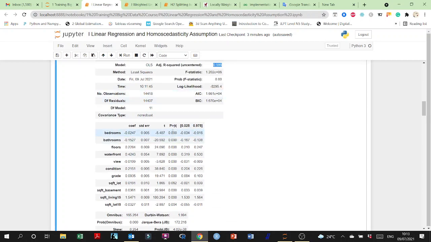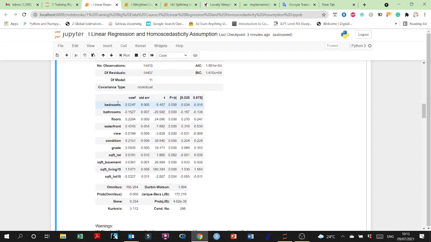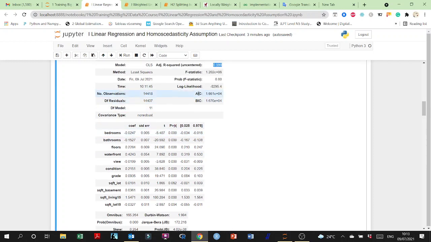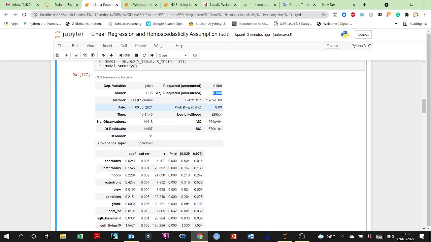So over here we have the coefficients. This is the AIC and the BIC, usually for the overall fit of the model. And the F statistic, as you can see here, is below 0.05, so there is a linear relationship.